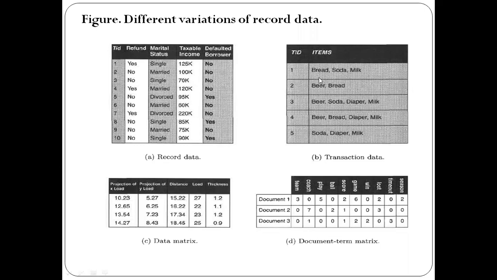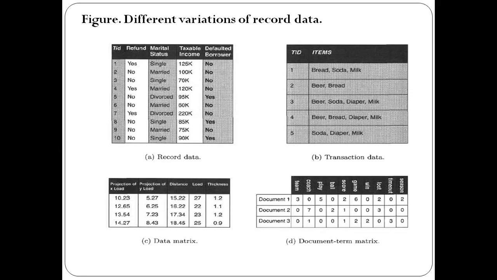For example, bread is a product which is bought by the customer. It is nothing but an item. So this is called market basket data. The reason for calling this market basket data is because this is the data with respect to the products bought by the customer. Each record corresponds to the products or items bought by the customer at the grocery store. That is why it is called market basket data.